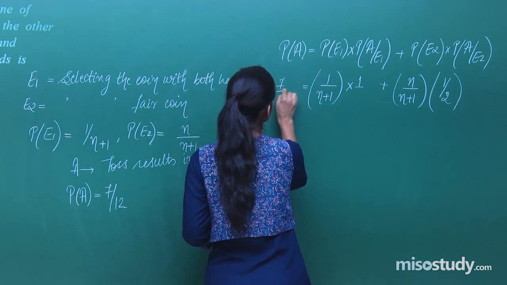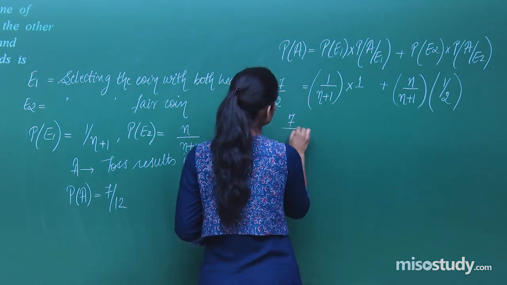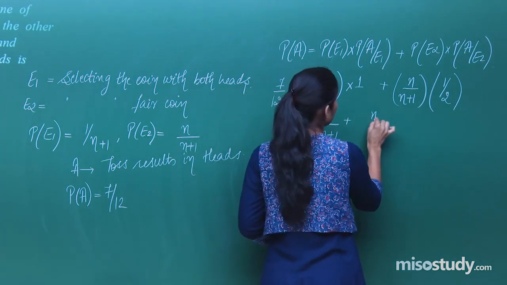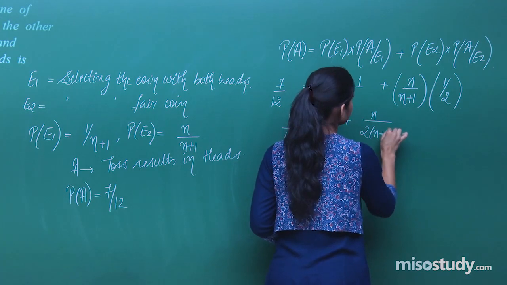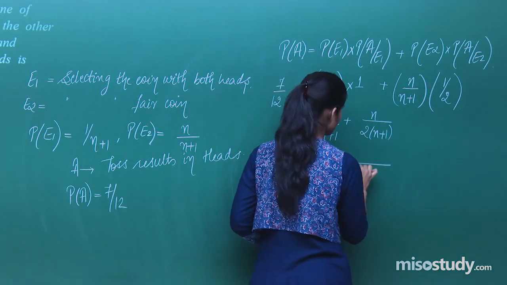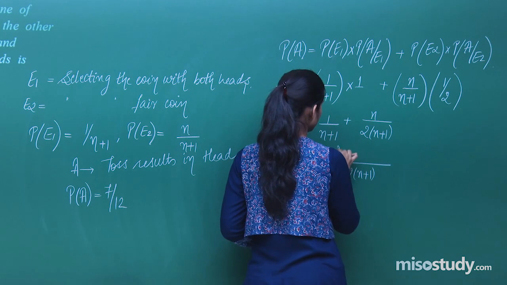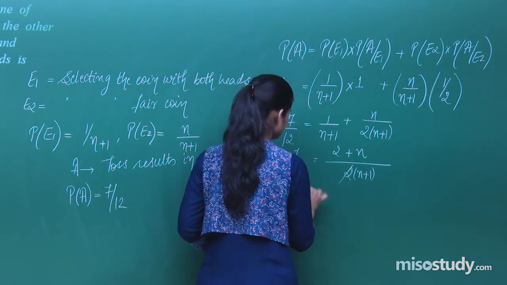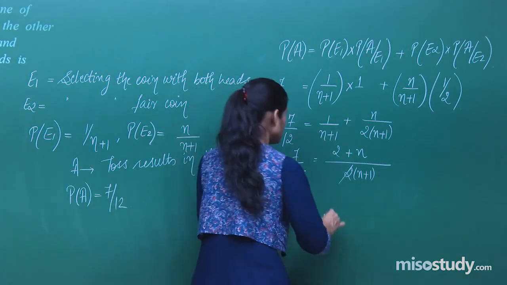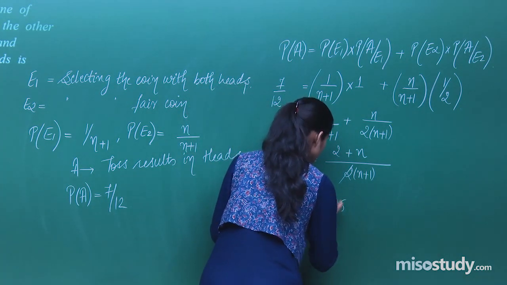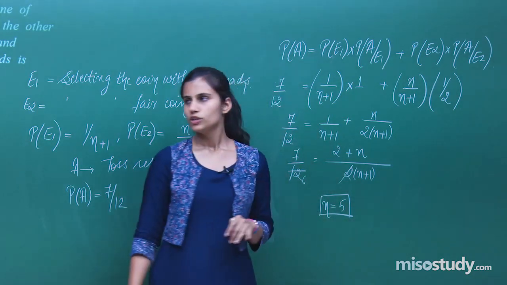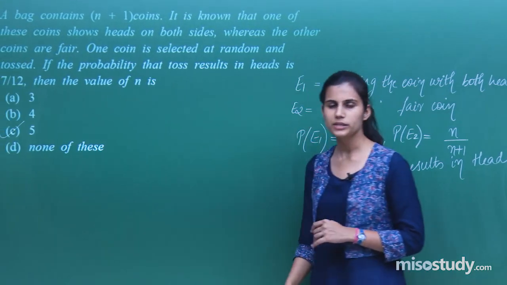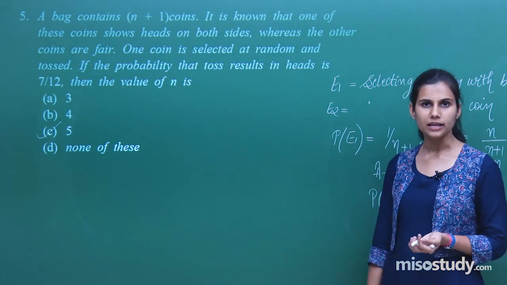So what do you get? And what is this given to you as 7 by 12? So you get 7 by 12 is 1 by n plus 1 plus n upon twice of n plus 1. So clearly twice of n plus 1 you have. Here you have 2 plus n, and this is 7 by 12. When you resolve this, you very easily get n equals 5. So question was, what is the value of n? Answer is n equals 5. That's how beautifully the total probability concept pops in to help you get the answer.